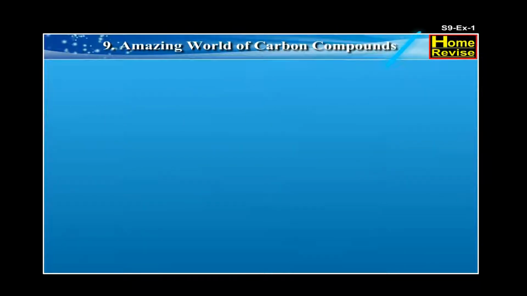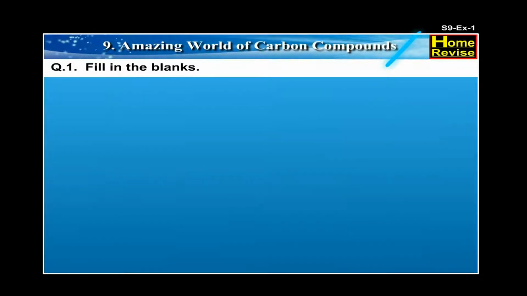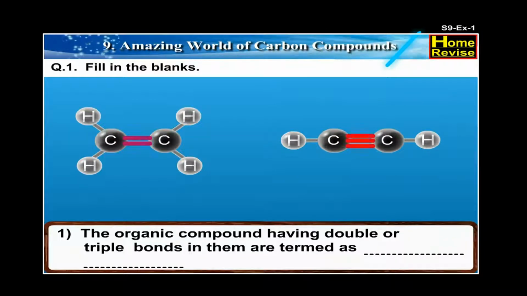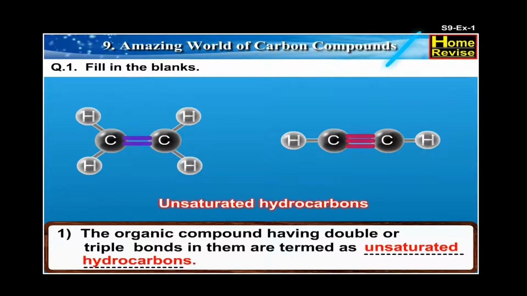Exercises. Question 1. Fill in the blank. 1. The organic compound having double or triple bonds in them are termed as dash. The answer is the organic compound having double or triple bonds in them are termed as unsaturated hydrocarbons.